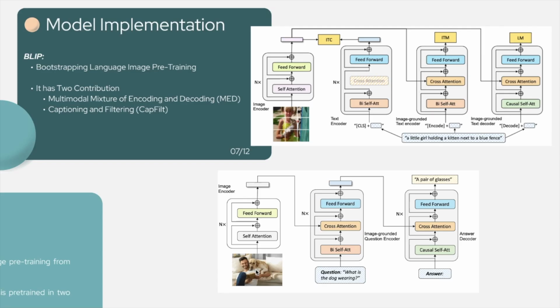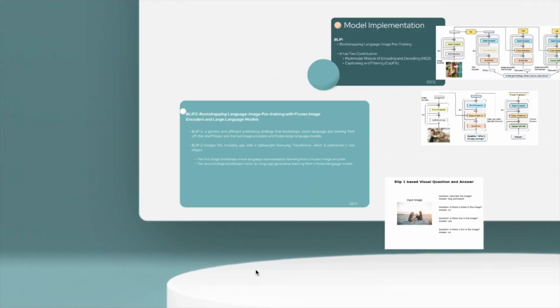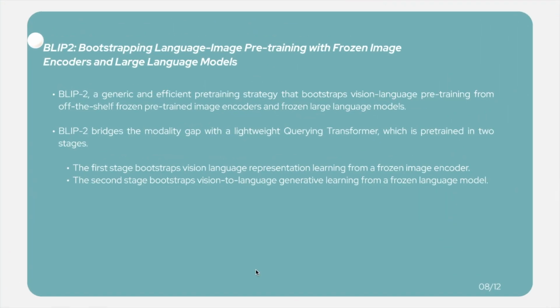For the visual question answering task, we have experimented with the BLIP 2 model. BLIP 2 is a generic and efficient pre-training strategy that bootstraps vision-language pre-training from off-the-shelf frozen pre-trained image encoders and frozen large language models. It bridges the modality gap with a lightweight querying transformer and is pre-trained in 2 stages. The first stage is bootstrap vision-language representation learning from a frozen image encoder, and the second stage is bootstrap vision-to-language generative learning from a frozen language model.